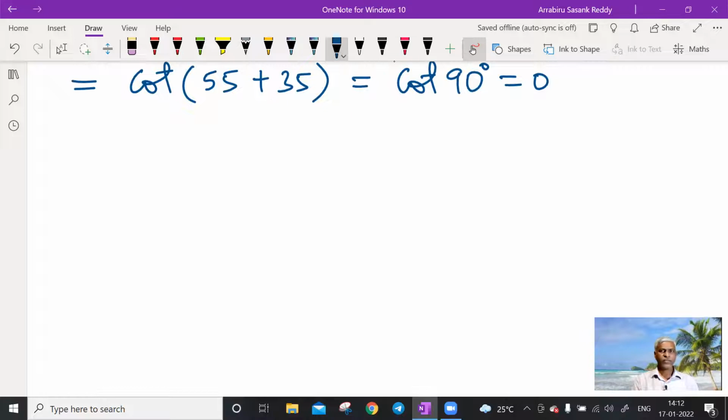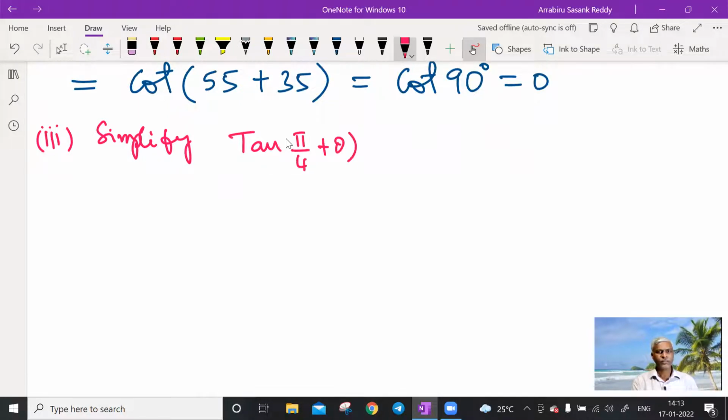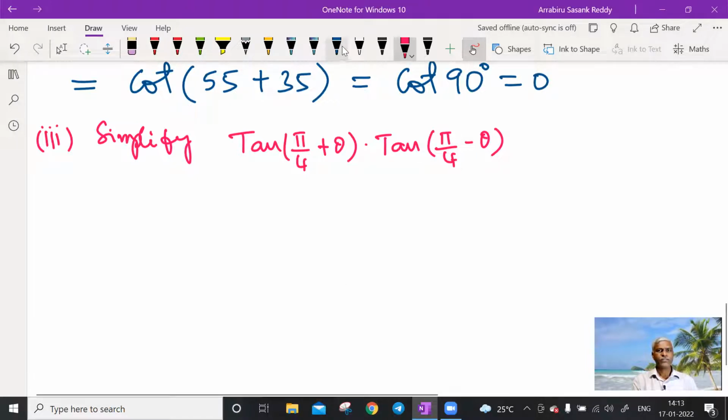Now let us take one more problem, the third bit. Simplify tan(pi by 4 plus theta) into tan(pi by 4 minus theta). Simplify this one.